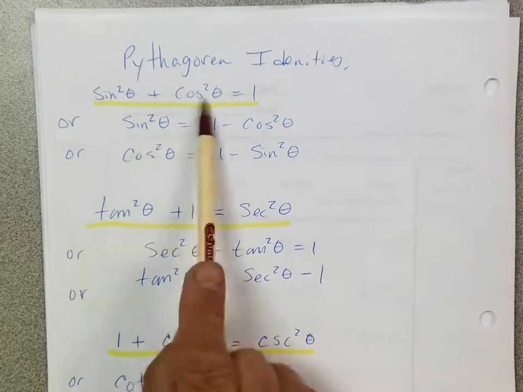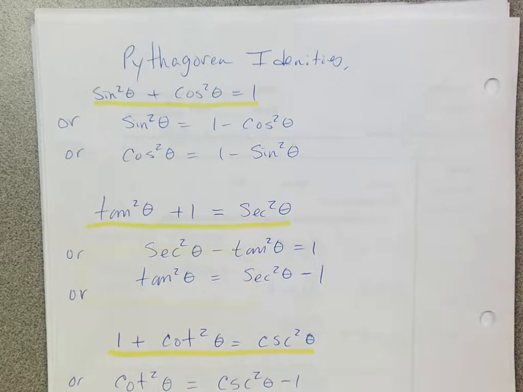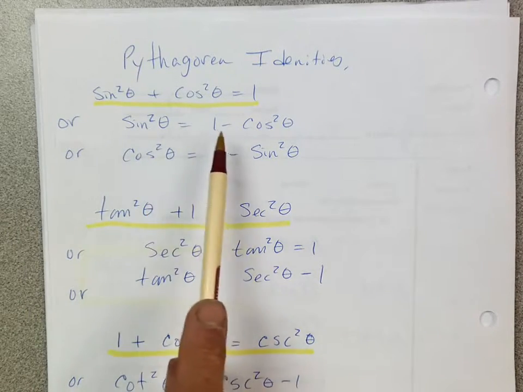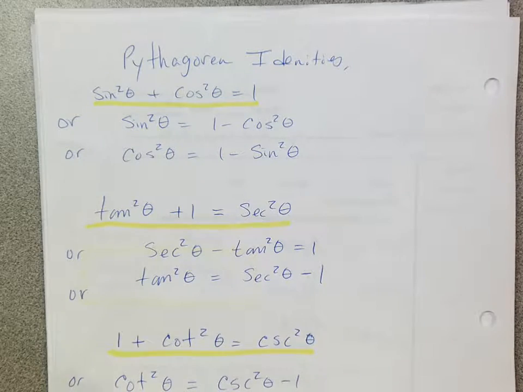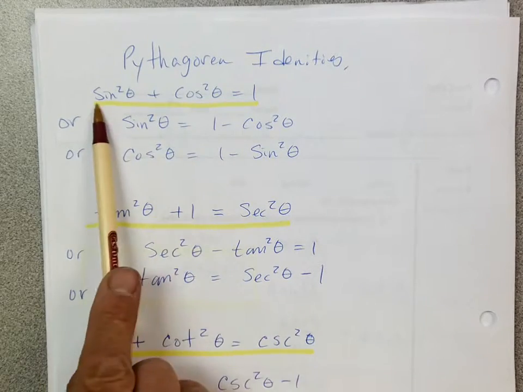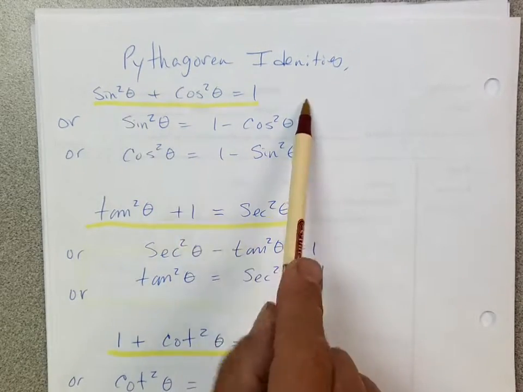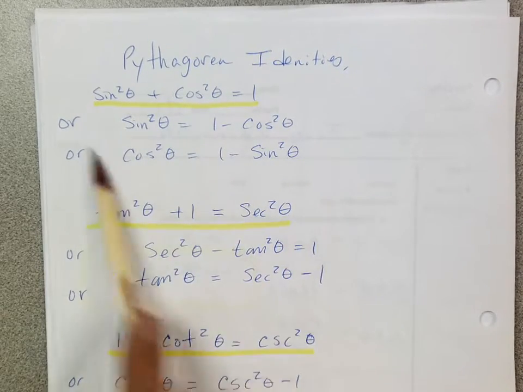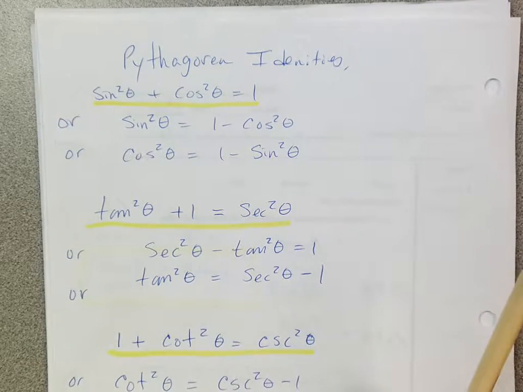So if I were to take this identity and bring over the cosine, then I'd have the same identity, but sine squared is equal to 1 minus cosine squared of theta. Okay, or another variation, if I were to take this identity and bring over the sine, I'd have cosine squared is equal to 1 minus sine squared. Okay, and we will use these, and it's nice to have these. So if you have your reading, you might want to add those.